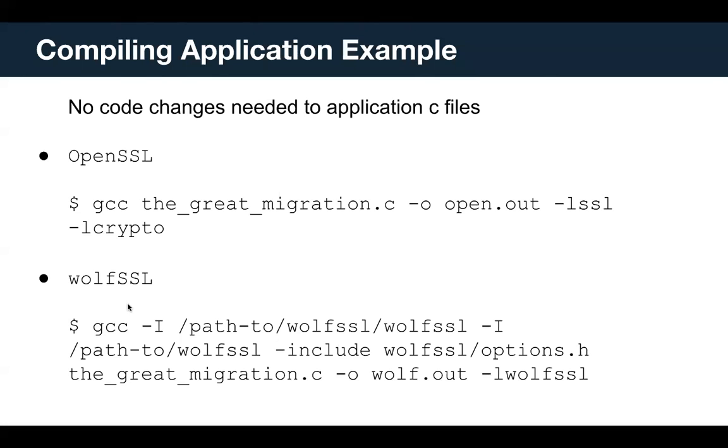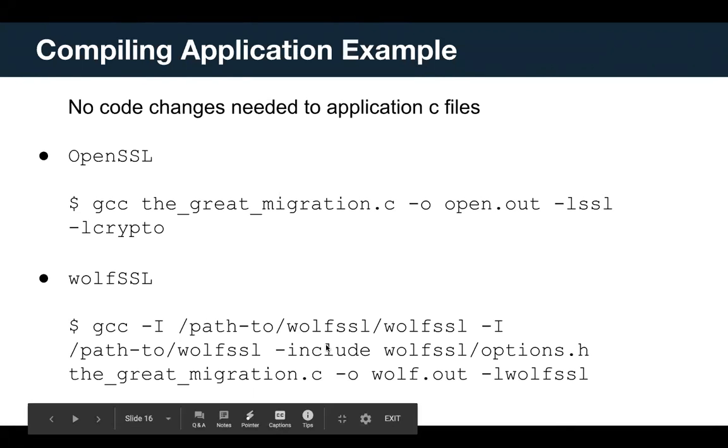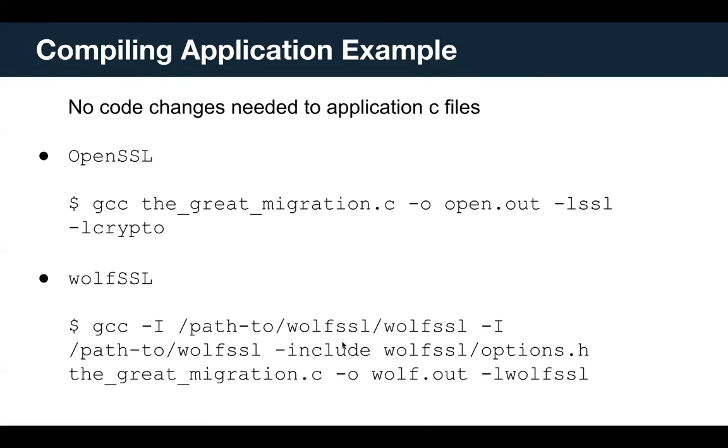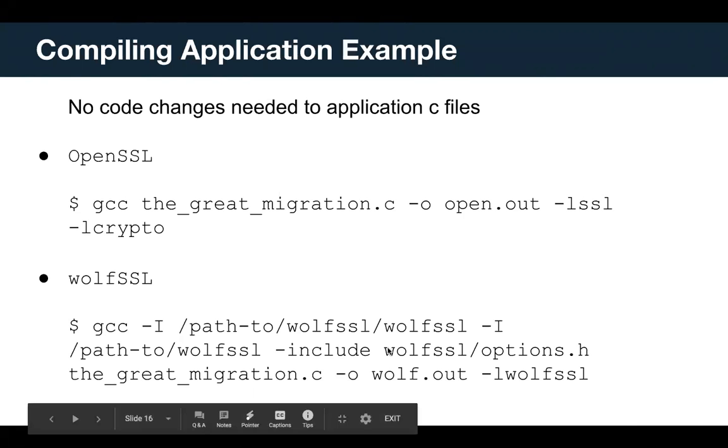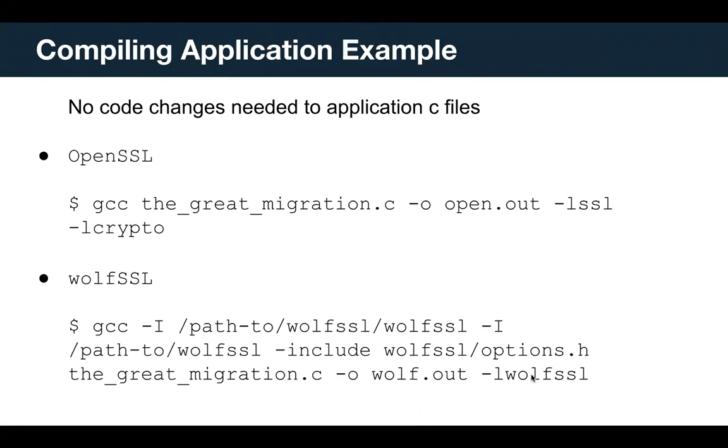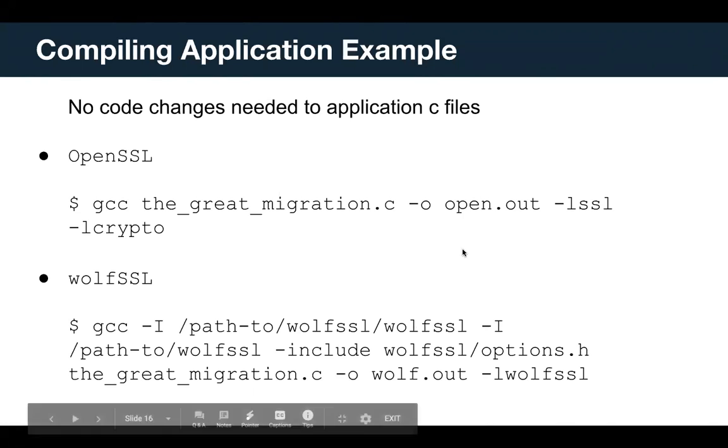In addition to adding the include path, I also use the -include flag, which tells the compiler to include wolfSSL options.h as the first include file when compiling any source code. And finally, to have the application linked to the wolfSSL library created, the links to SSL and crypto were changed to wolfSSL. From executing each of these commands, an executable was created, open.out for the OpenSSL version and wolf.out for the wolfSSL version.